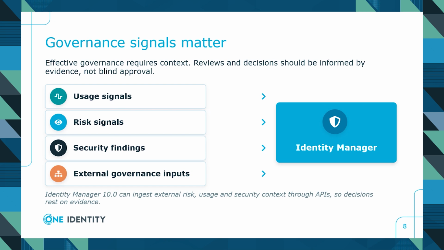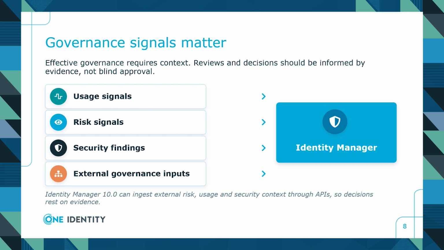What's changed in version 10.0 is that the platform no longer just takes these signals in, it acts upon them. Behavior-driven governance uses access behavior to inform and automate governance decisions, so a review can be prompted on what an identity is doing, not only by the date. Risk-based governance pulls in risk scores from third-party analytics and behavior analytics tools, so governance reflects real-time threat context rather than a static policy alone.